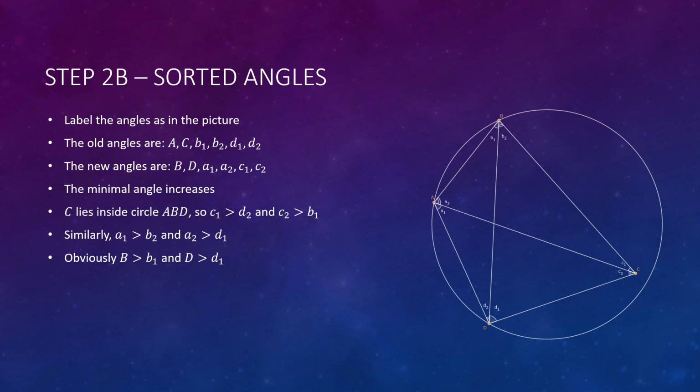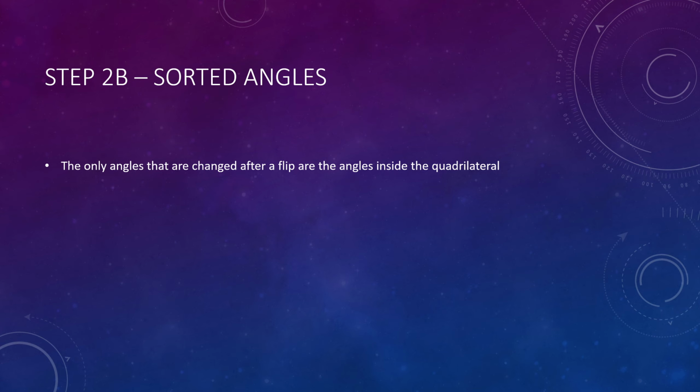B is strictly greater than B1 and D is strictly greater than D1 because B1 is contained in angle B and D1 is contained in angle D. So indeed we did prove that each of the new angles is strictly greater than one of the old angles. This means that the minimal angle increases. So this is what we wanted to prove. Now, when we look at the general case, when we do a flip, the only angles that are changed are the angles inside the quadrilateral, so the ones that were mentioned in the previous statement.